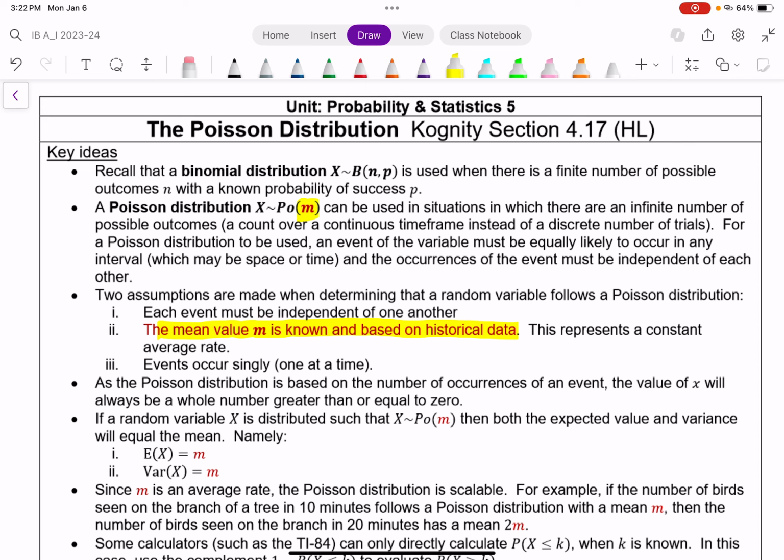The main difference compared to a binomial distribution is instead of looking at a number of trials, which is discrete, we look at a period of time or a period of distance, something that's continuous. But we still need to have events that are independent of one another, and the events must still occur singly, which means we can count them. The actual events are discrete, but they occur over a continuous time frame.